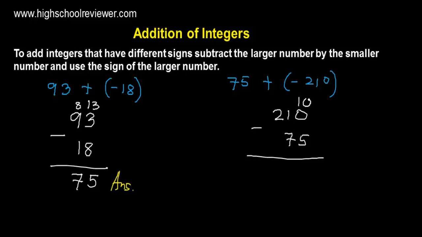0 will become 10. And since we borrowed 1 from 1, this will now become 0. 10 minus 5, that is equal to 5. And since there's no number below 2, we can include 2 here. So this will now become 20. 20 minus 7, that is 13. And what is the sign of the larger number? It is negative. Therefore, negative 135 is our answer for the second problem.